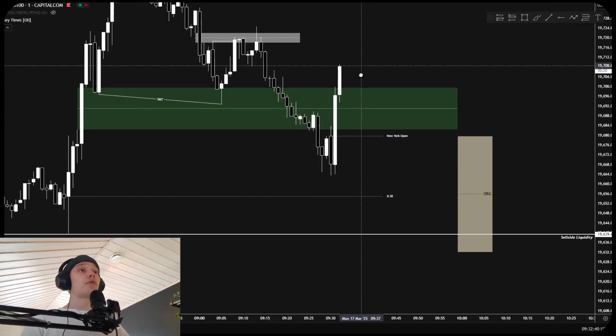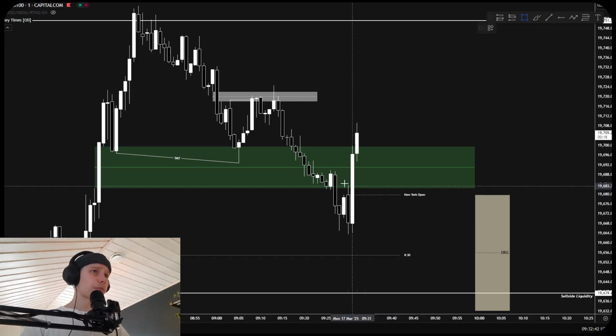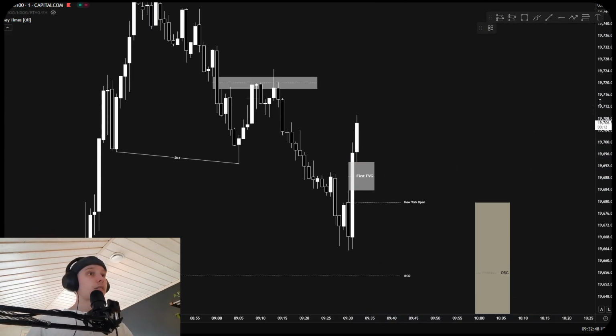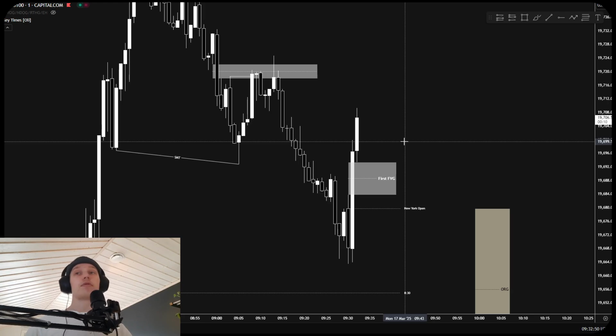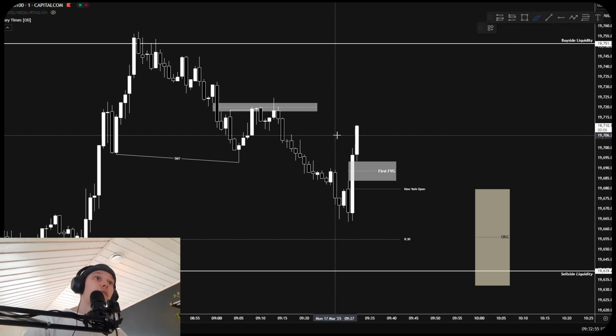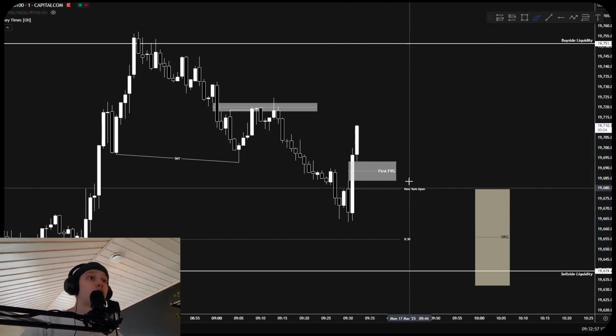But I like this move right now. This is a good move. We're about to print inverse. Sorry, first fair value gap here. So that's a good fair value gap to see form like this. If you want to see shorts, this could be used very nicely as inverse to go short.